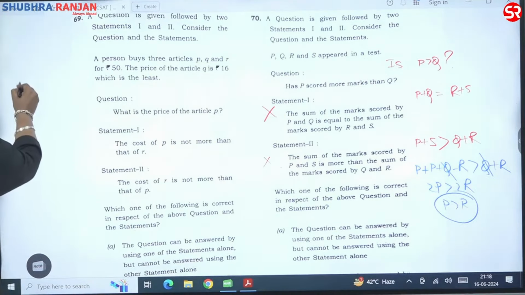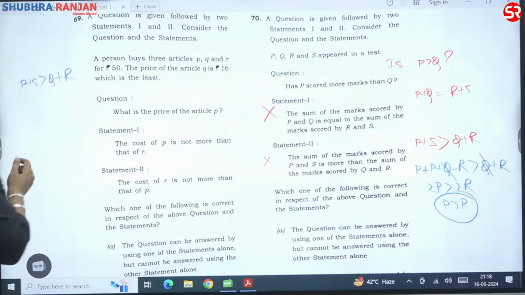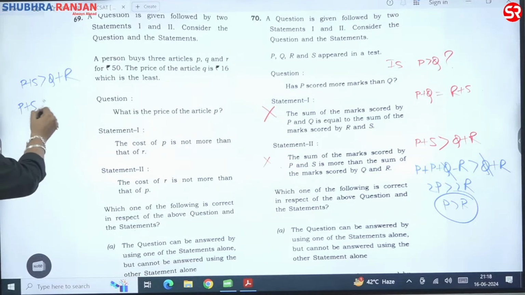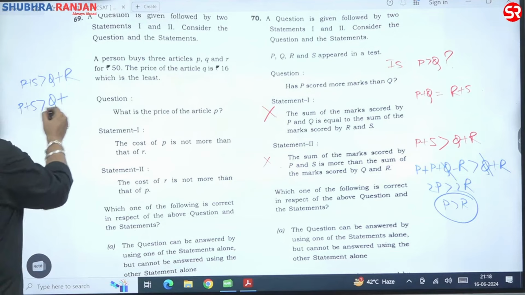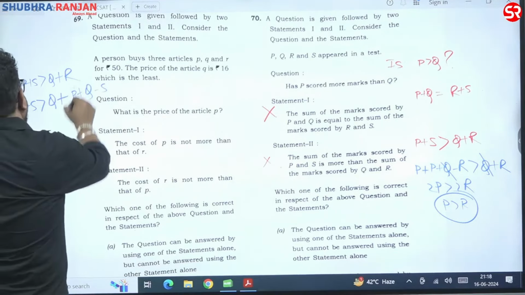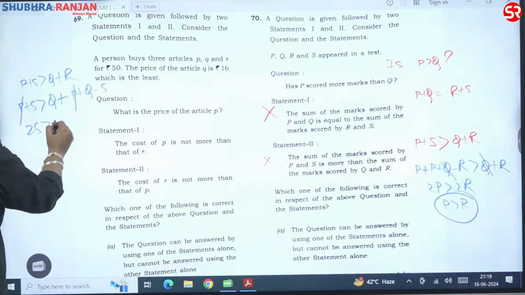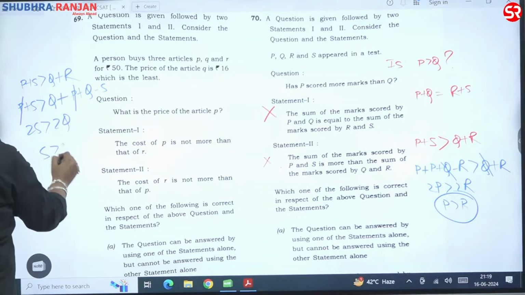Again, I'm putting P plus S is greater than Q plus R. Let me put the value of R. P plus S is greater than Q plus R, where R is P plus Q minus S. So this cancels with this. 2S is greater than 2Q. S is greater than Q.